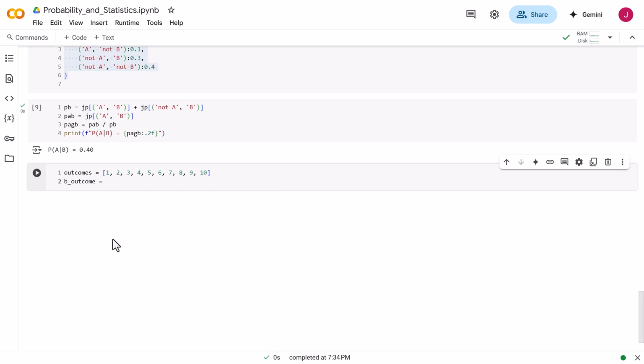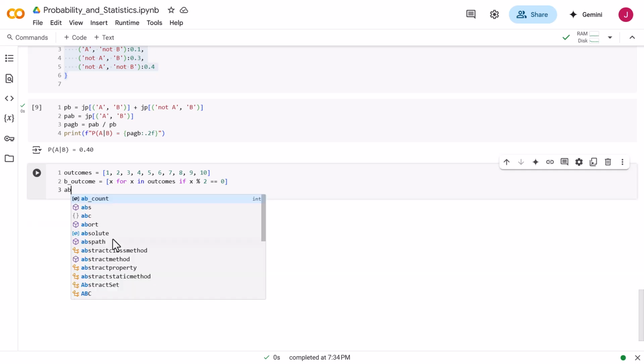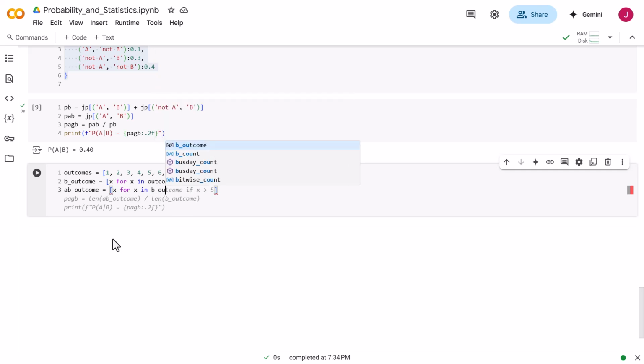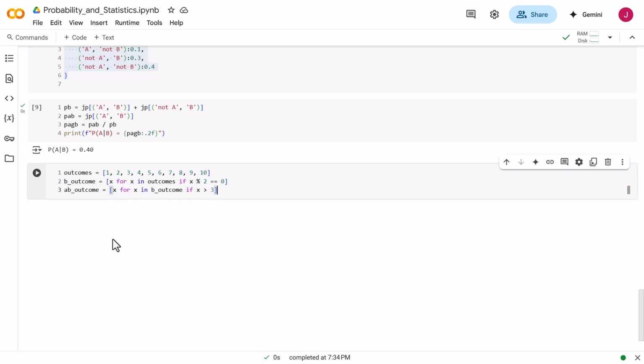Then B outcome is equal to, for example, X for X in outcomes if X mod 2 is 0. It means it's an even number, right? Then here, I can say AB outcome, even A and B. It means odd and greater than 3, right? AB outcome is equal to X for X in B outcome if X greater than 3, right?